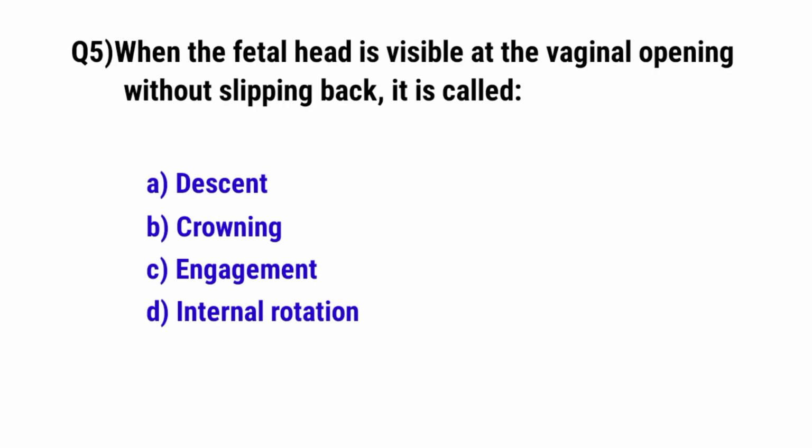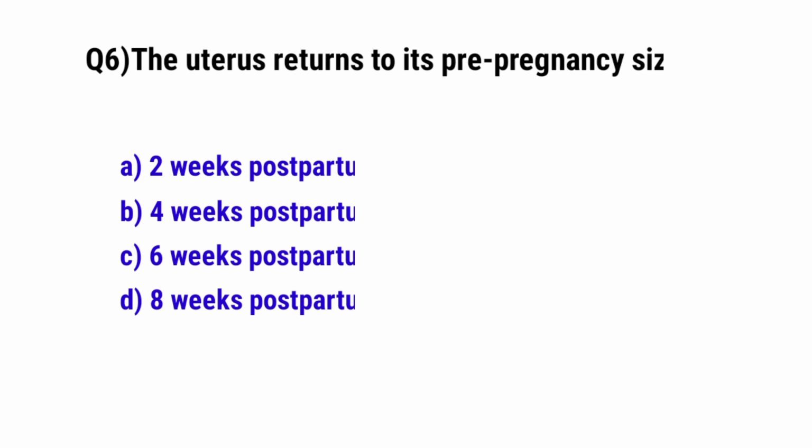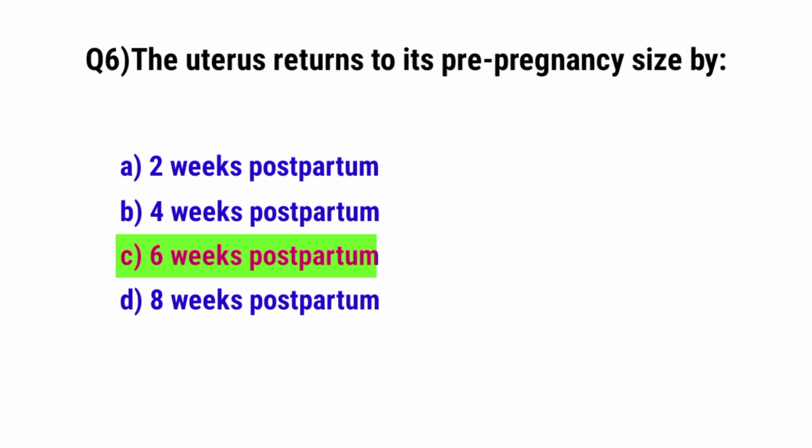Question number 5. When the fetal head is visible at the vaginal opening without slipping back, it is called? The correct option is B. Crowning. Question number 6. The uterus returns to its pre-pregnancy size by? The correct option is C. 6th week of postpartum.